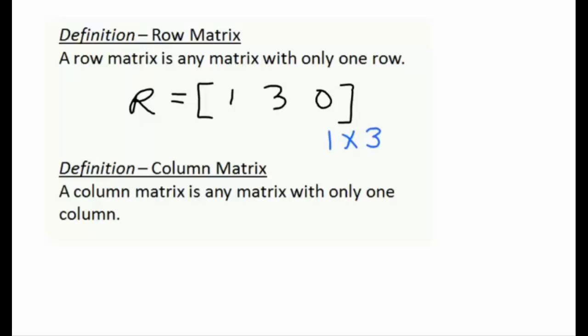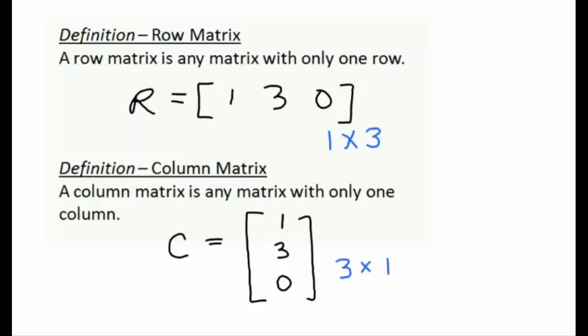The second kind of special matrix we might see is called a column matrix, and similar to a row matrix, only in this case we have only one column. So if I were to write 1, 3, 0 going downwards, now we have only one column, and capital C here is a column matrix. Column matrices are of the form m by 1. In this case, C is 3 by 1. We can have as many rows as we need, but we only have one column.